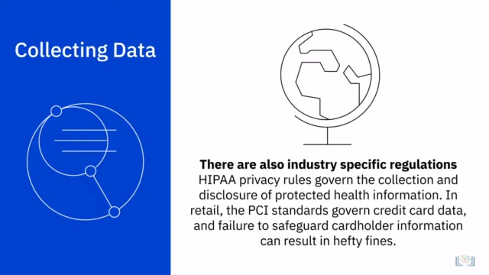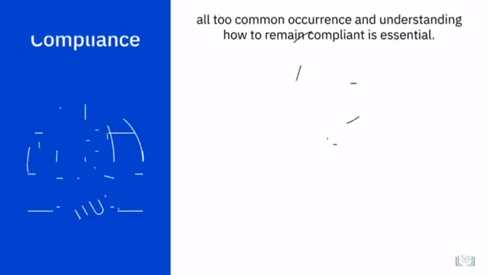For example, in healthcare, HIPAA privacy rules govern the collection and disclosure of protected health information. In retail, the PCI standards govern credit card data, and failure to safeguard cardholder information can result in hefty fines. With a basic understanding of these policies, we are able to remain compliant when handling any sensitive information.